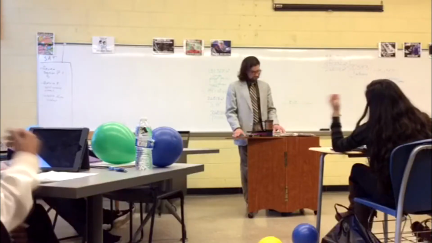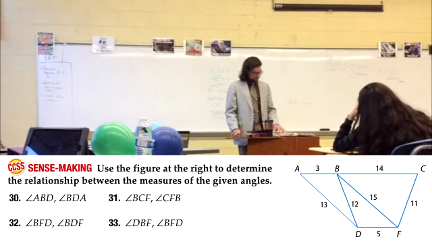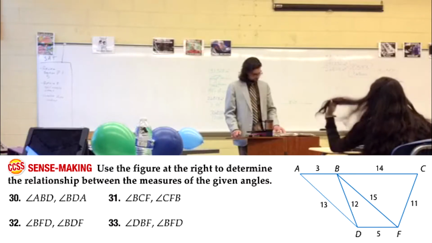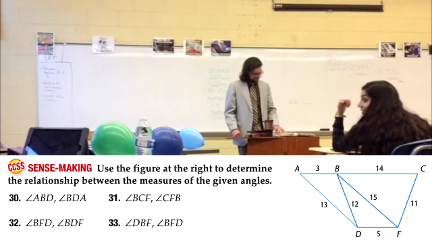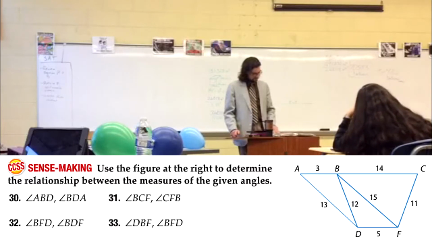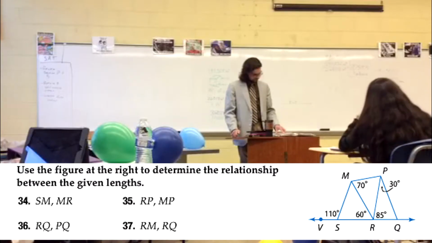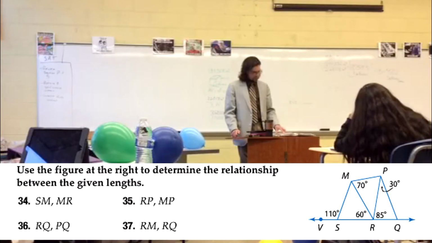Good. In 30, ABD is greater than BDA. In 32, BFD is less than BDF. In 34, SM is less than MR. And in 36, RQ is less than PQ.